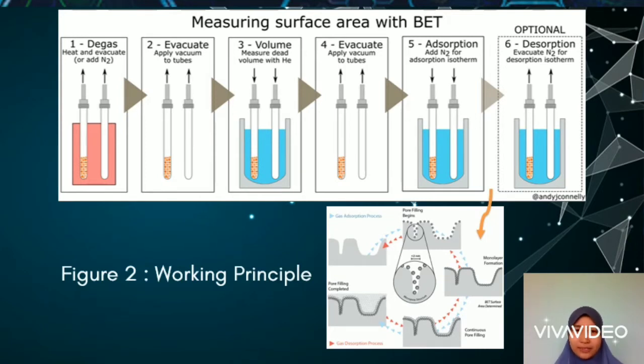The third process is the volume. We measure that volume with helium.